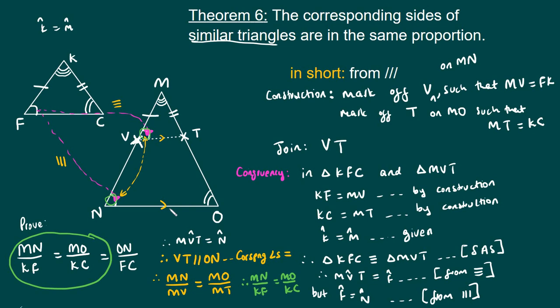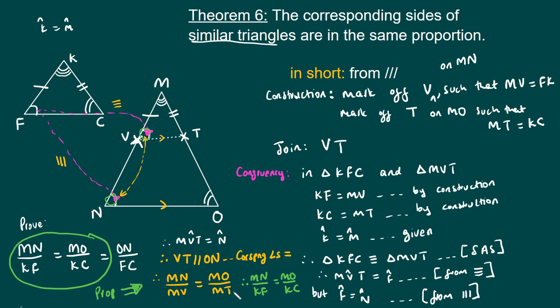Then that was your finishing move, because now you can apply the proportionality theorem. So here it's you applying the proportionality theorem. Here it's us applying the proportionality theorem to say MN over MV will be equal to MO over MT, and just substituting the fact that MV is KF and MT is KC.